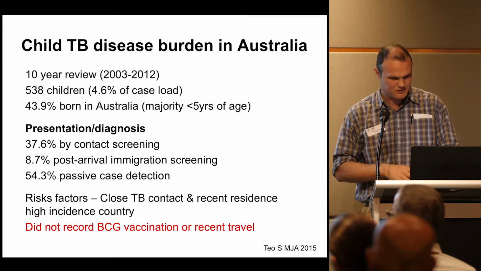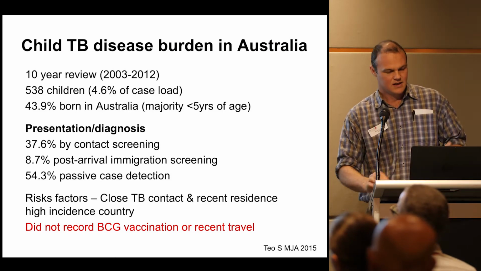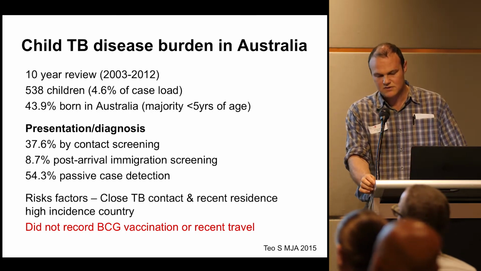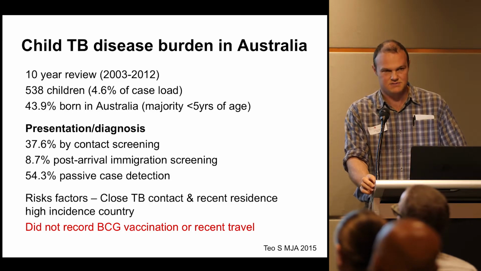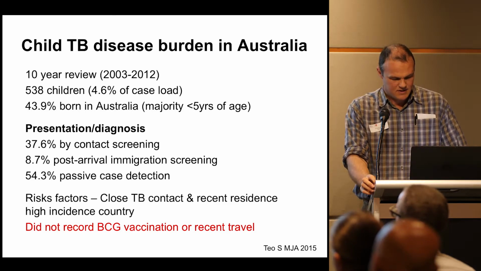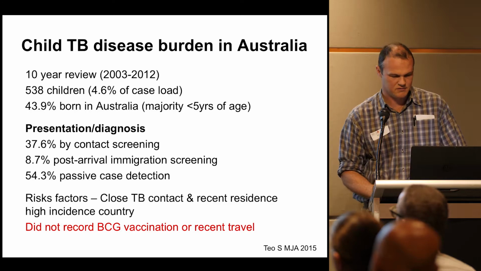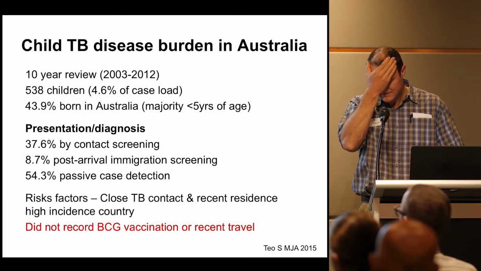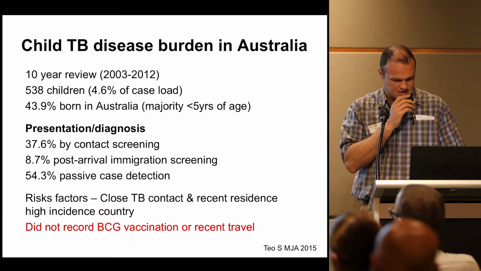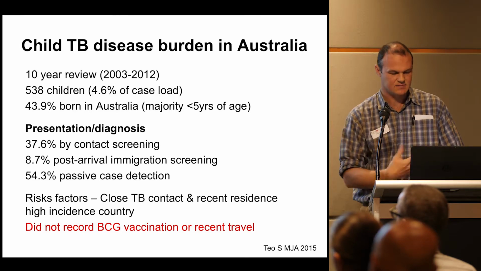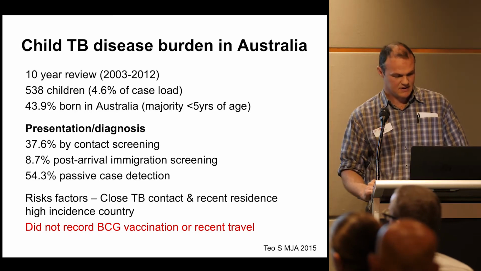So lastly, just to briefly talk about the TB disease burden in Australia. In children in Australia, we don't have very high disease loads. Children on the whole contribute less than 5% of the disease burden seen in Australia, which is mostly seen among immigrant groups. This was a review of all the cases reported to the National TB surveillance group in Canberra over 10 years, and you can see that children, essentially contributing 5%, were mostly detected either by contact screening or following passive case detection.